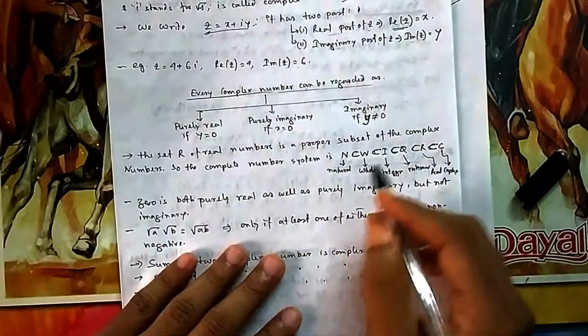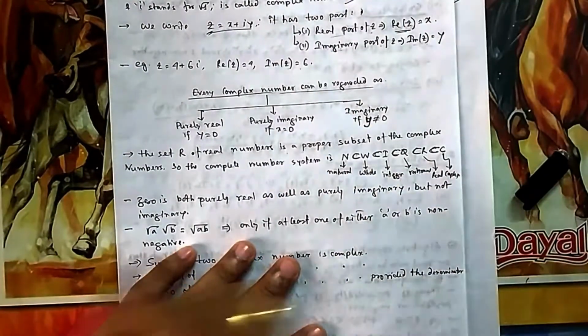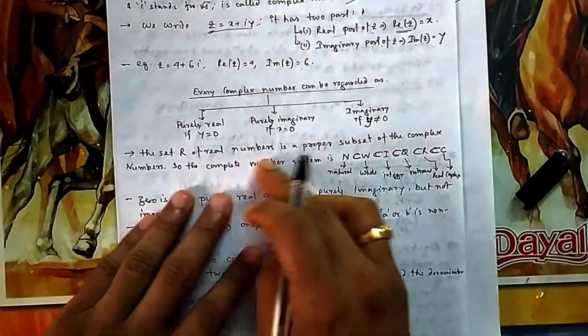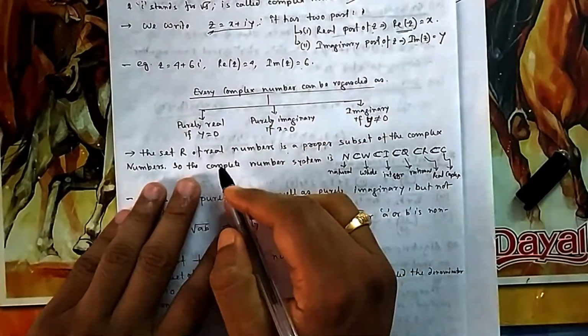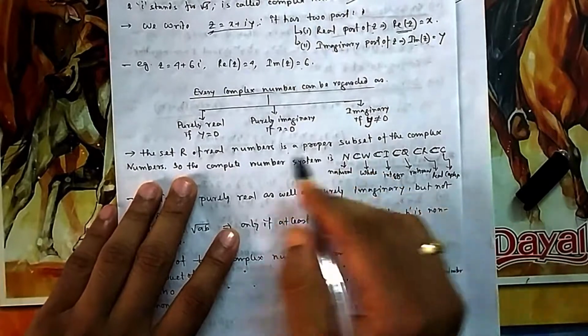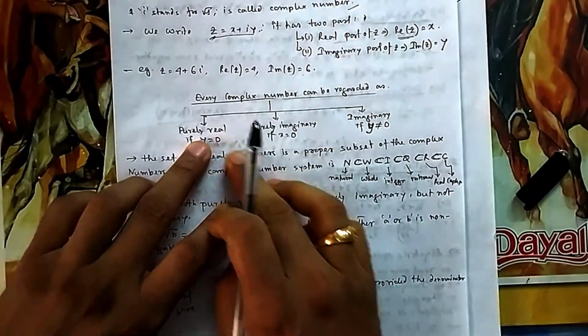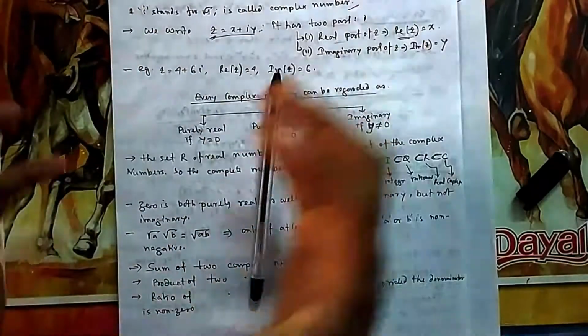Now we can write the complete set of numbers. You have gone through these sets: natural numbers, whole numbers, integers. So we will complete it now. Which one is a subset of which one? So R, the real numbers, is a proper subset. So you can say all real numbers are a subset of complex numbers. So the complex numbers hold all the numbers together.